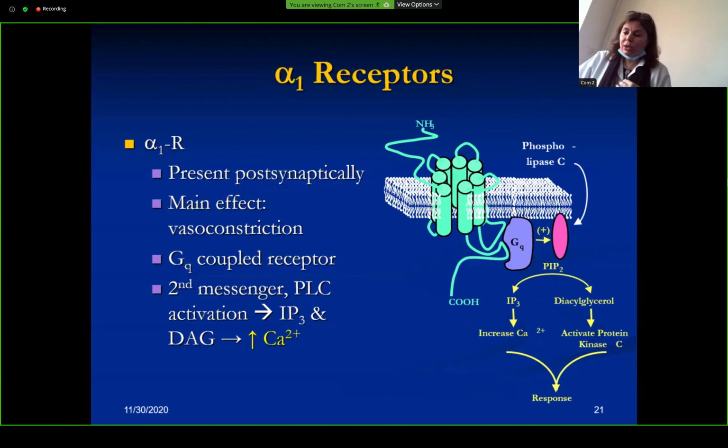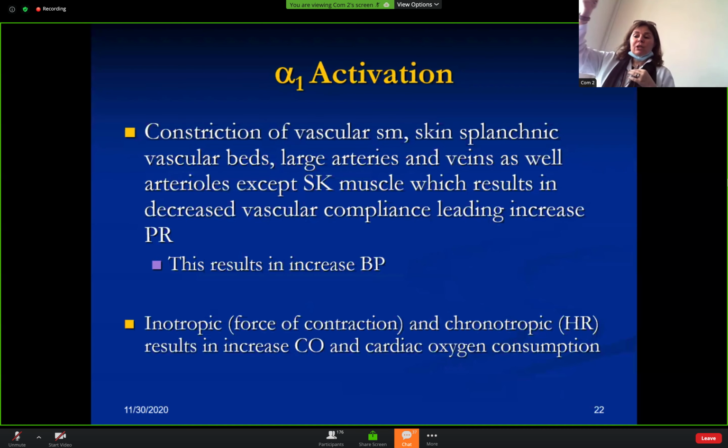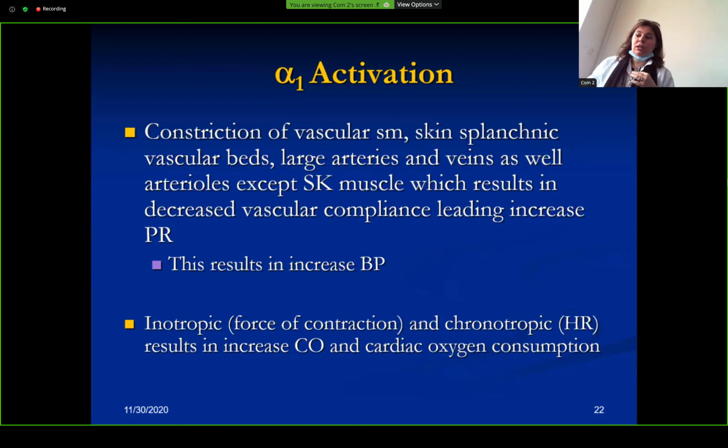Now the alpha receptors, remember, it's a Gq. Please relate it to my older slide: second messenger, phospholipase C activation, IP3, increasing calcium. I just put it there to remind you, alpha 1 is more into increasing calcium. Alpha 1 activation, you have to memorize this: constriction of vascular smooth muscles, skin, splanchnic vascular bed, larger arteries, veins, as well as arterioles, except the skeletal muscle, which is not affected. This results in decreased vascular compliance, leading to increased peripheral resistance. This will increase the blood pressure.